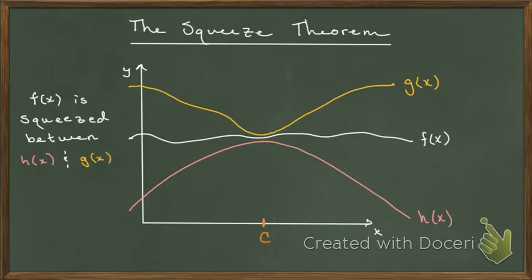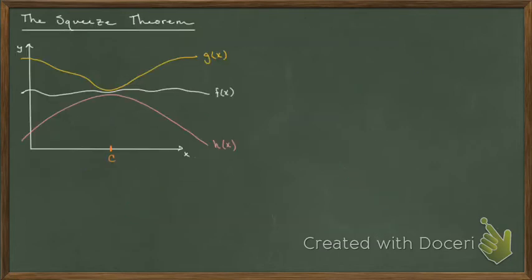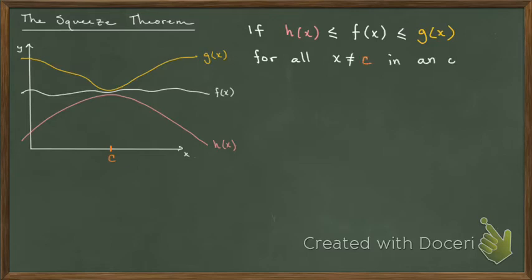Okay? So I want to lay out this theorem, describe how it works, and then maybe do an example or two with the squeeze theorem here. So, same picture. The squeeze theorem states the following. If h of x is less than or equal to f of x, less than or equal to g of x, for all x not equal to c in an open interval containing c. Okay, so what that means is h of x is always smaller than or equal to f of x in this interval, and g of x is always larger than or equal to f of x in this interval.